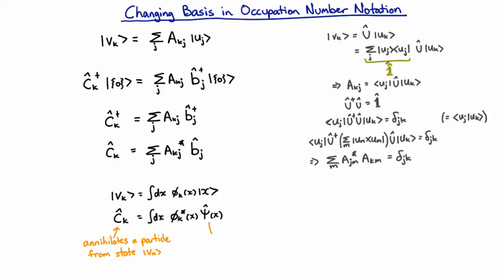And don't be fooled by the notation. This thing here is just an annihilation operator. It has a continuous index, but it's not a wave function. It's an annihilation operator and annihilates a particle at position x. Or another way of putting that, it annihilates a particle from the state x.